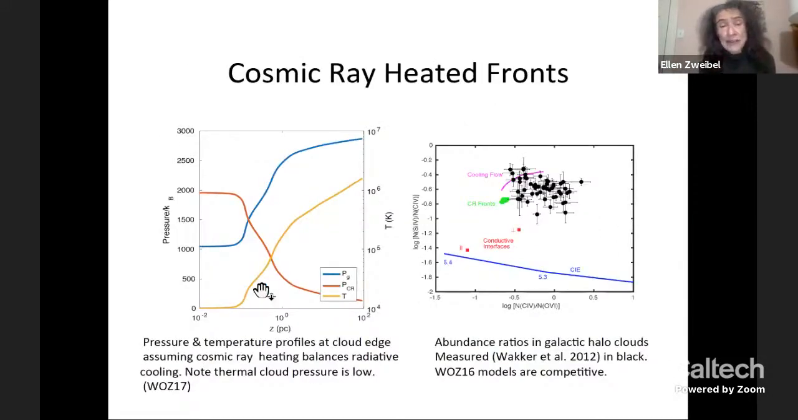And we resolved this front on the far side of the cloud. You can see that the cloud has a very large interior cosmic ray pressure, and makes a transition from cool to hot. So there's this trade-off here between the gas pressure and the cosmic ray pressure. And we actually computed some line strengths and compared them to what was observed in some halo clouds by Bart Wakker. And it does actually better than most of the other models. It seems like a competitive model.